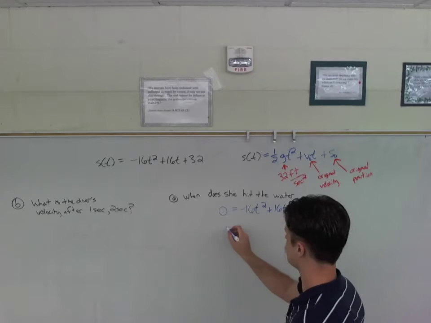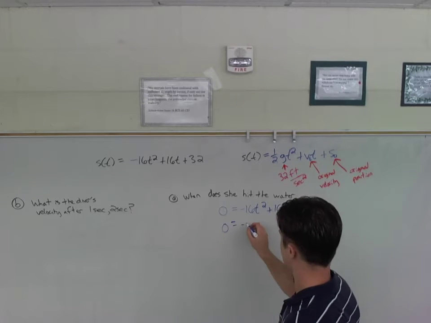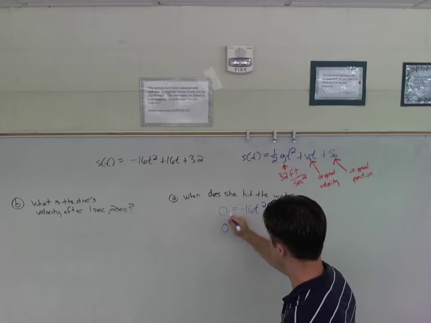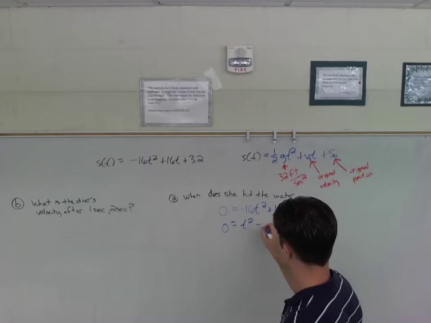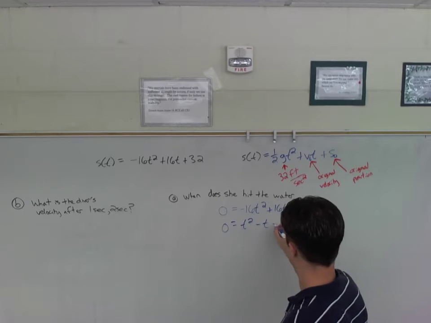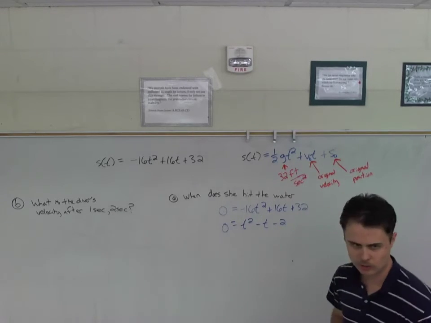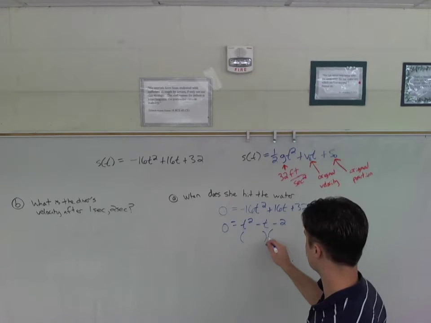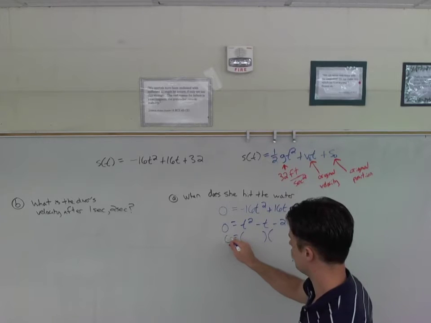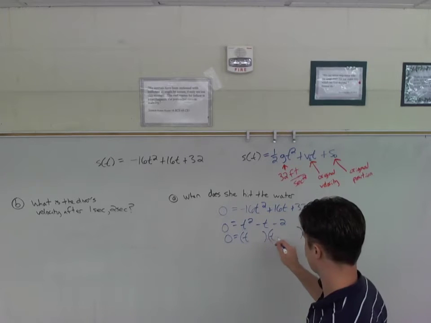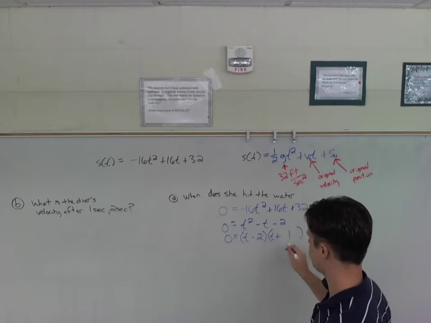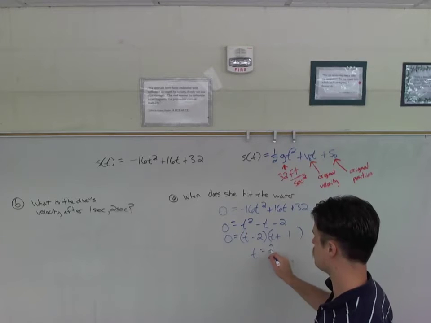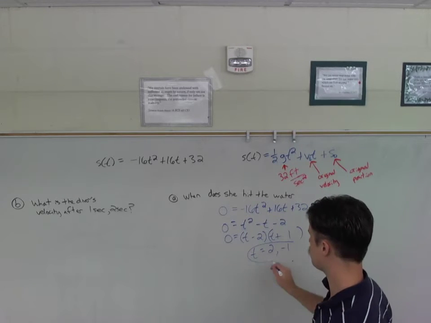I'd divide through by negative 16. Yeah, if you divide through, it makes it so much easier. And you say, okay, gonna factor that guy. Minus 1 plus 2, so the times that she's at 0 are those two times.